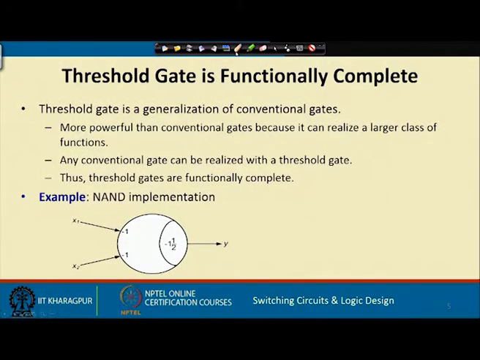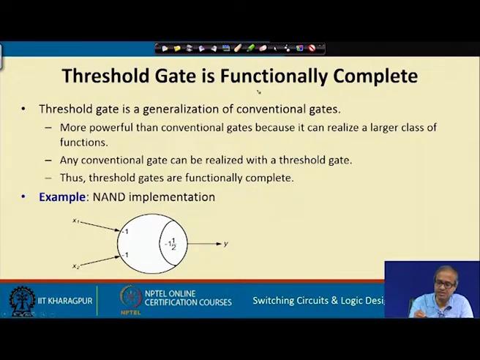Now, here we try to show that this threshold gate is also a functionally complete gate. So, using threshold gate alone, therefore, we can design any function we want. Let us see what is our logic. So, we are trying to say that threshold gate is functionally complete.